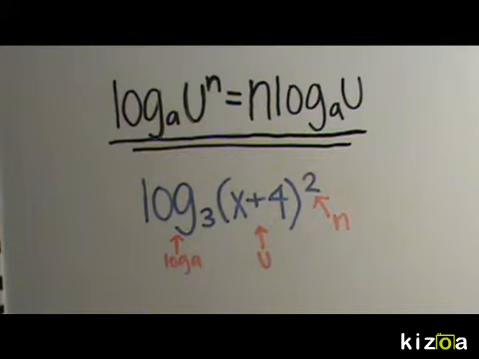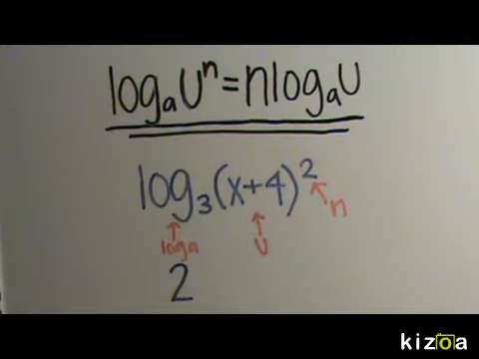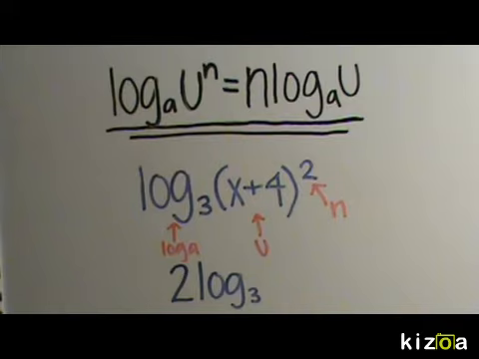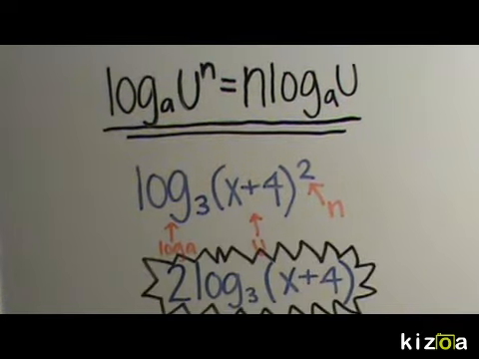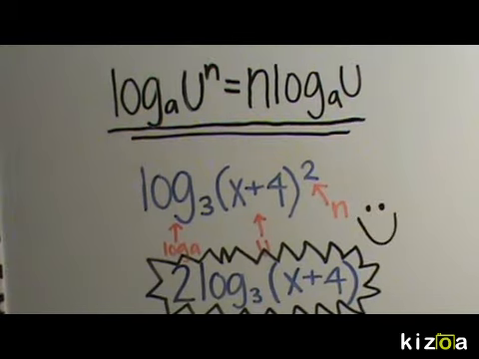Now that we have all three variables, we can change it to the form on the right. So we'll write n, which is 2, times log base 3, times u, which is x plus 4. That's all we can do, so we're done with the power property.